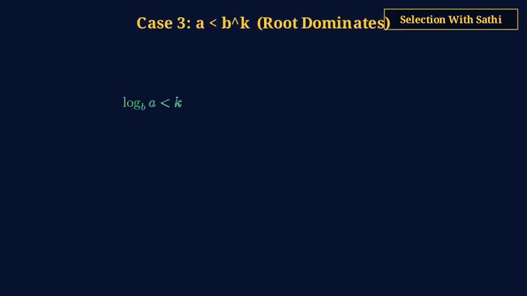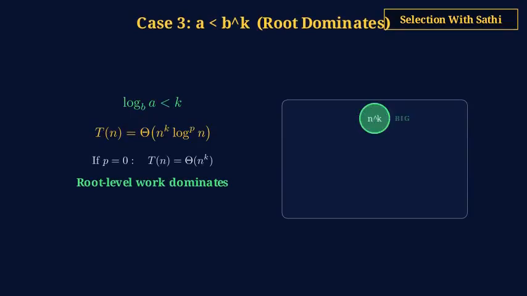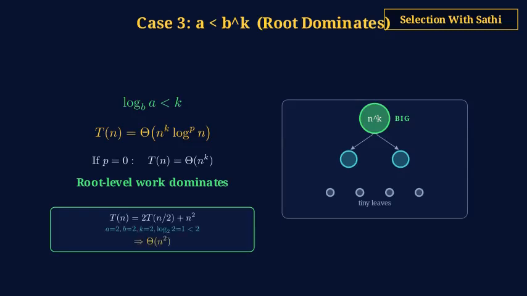Case 3 applies when a is less than b to the power k. Here the non-recursive work dominates. The root of the recursion tree does the most work. The work decreases at each level, so the total is dominated by the first term. T(n) = Θ(n^k log^p n). When p is 0, this is simply Θ(n^k).